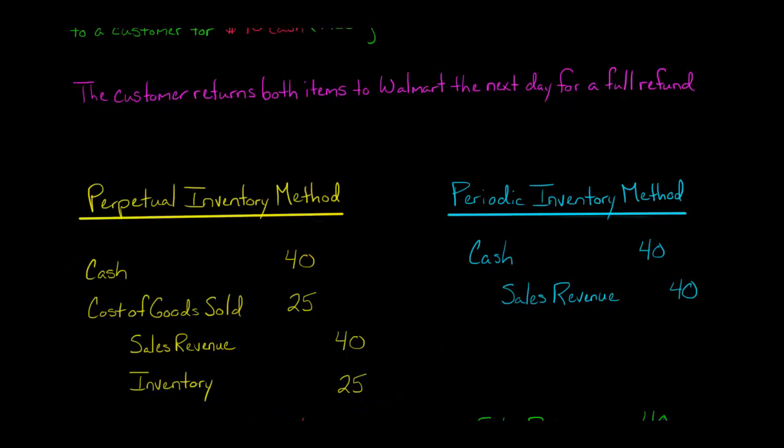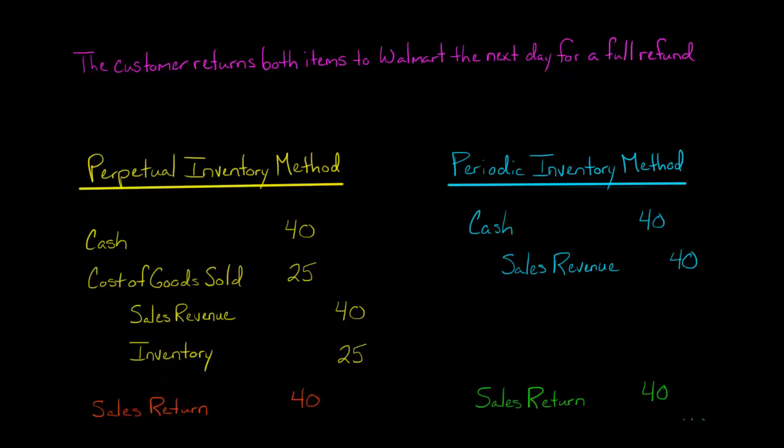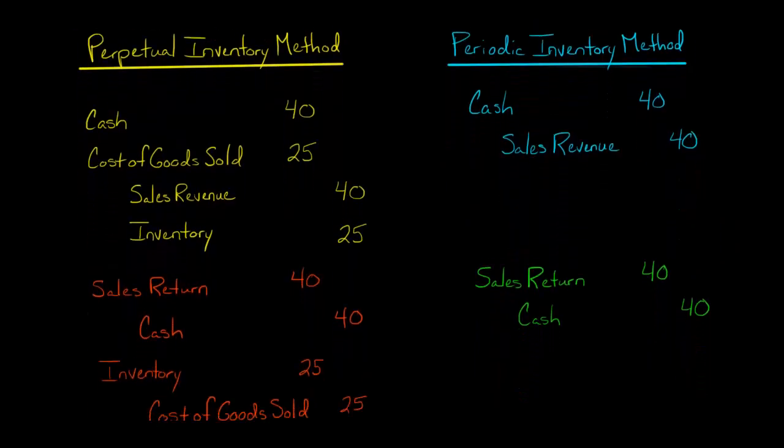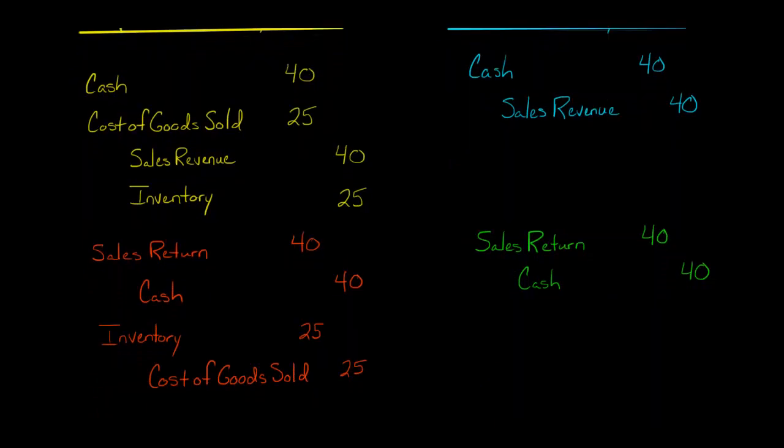Now, if Walmart used the periodic inventory method, it's not going to record any cost of goods sold. It's not going to reduce the inventory account. However, it's going to debit cash and credit sales revenue for $40. Now let's get to the return. So the customer returns the item the very next day. How do we account for that?